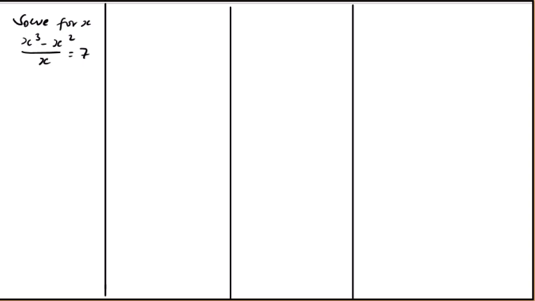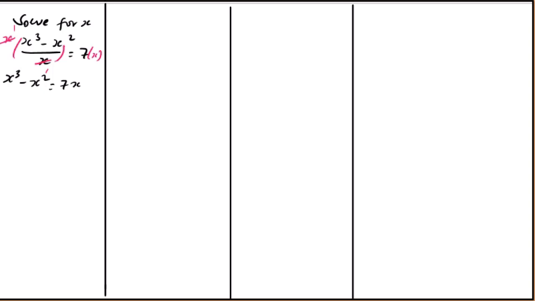So first is to get rid of this over x here by multiplying this side by x and also this side by x. Therefore we have x by x is 1, so we have x cubed minus x squared equals 7x.